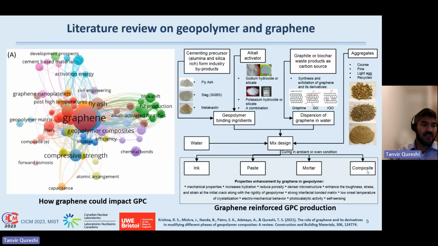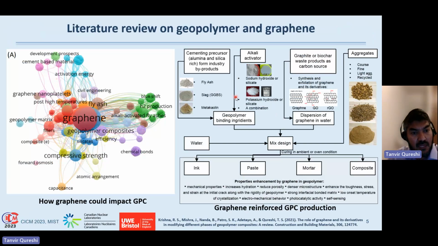When you look into the benefit side of graphene in geopolymer, our literature research suggests that graphene can impact different properties of geopolymer systems, starting from the composite strength, silicates, and different types of performance efficiency, chemical bondings, alkali activated systems, and then activation energy, and also the cement particle binding properties.